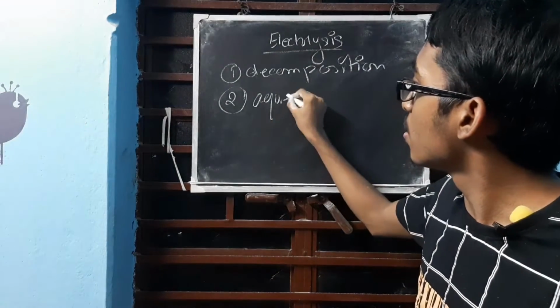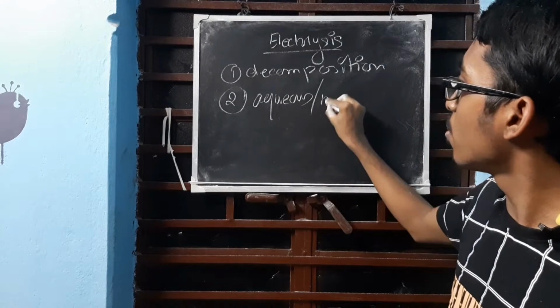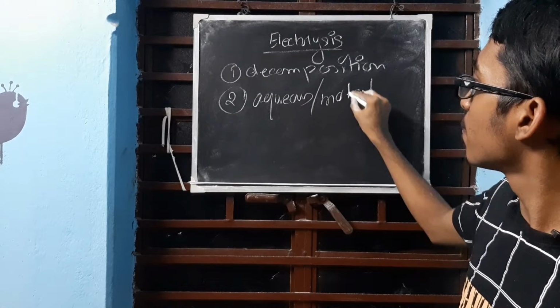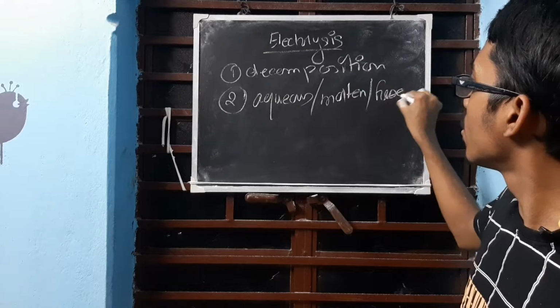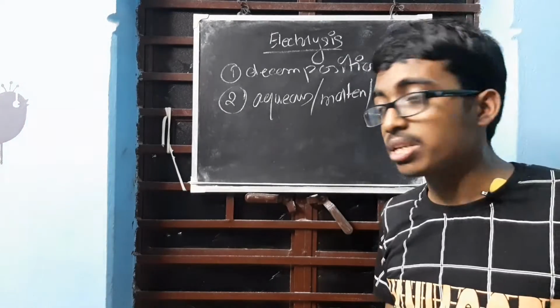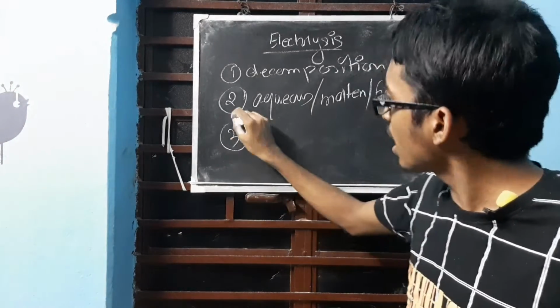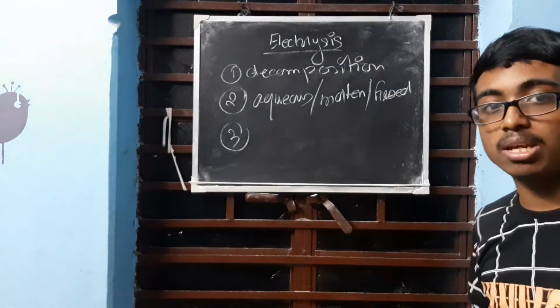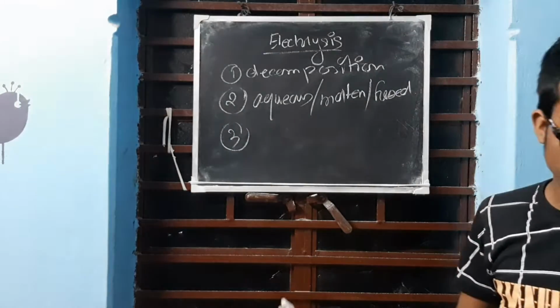Aqueous, molten, fused. Three things need to be mentioned. Either of the three you can mention, but one of the three you must mention. Fine. Done.